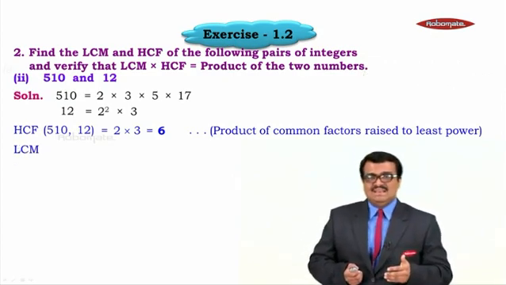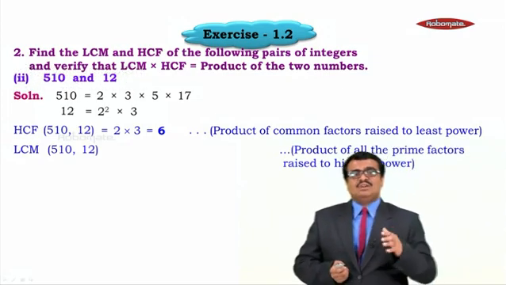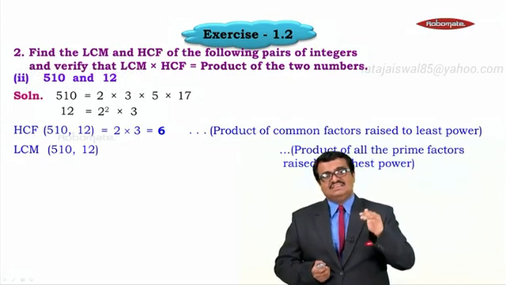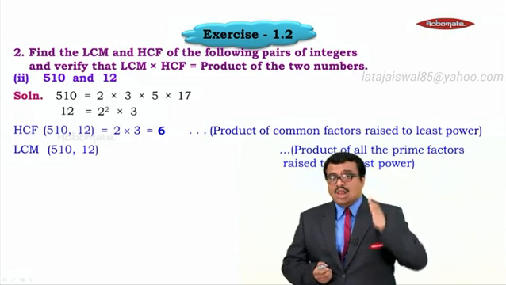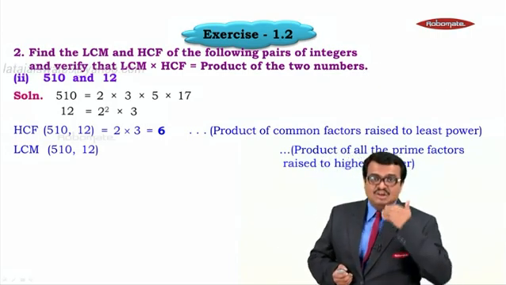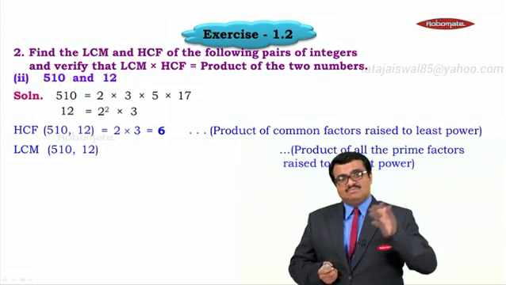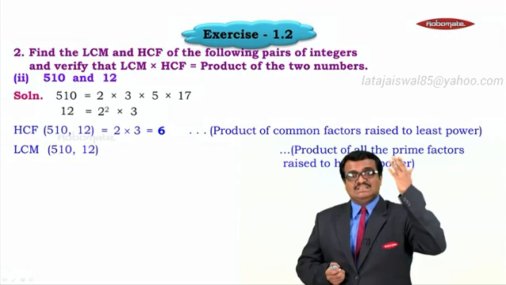Now coming to LCM, LCM of 510 and 12. LCM is product of all prime factors raised to the highest powers. All prime factors raised to the highest powers. The prime factors present here are 2, 3, 5 and 17. All the prime factors, product of all of them raised to highest powers.